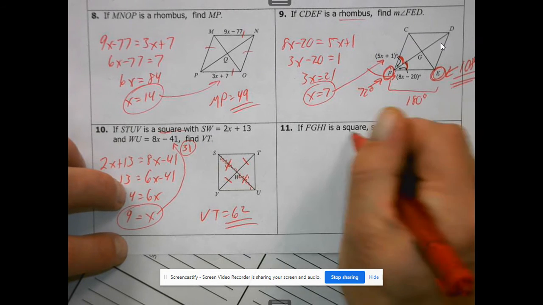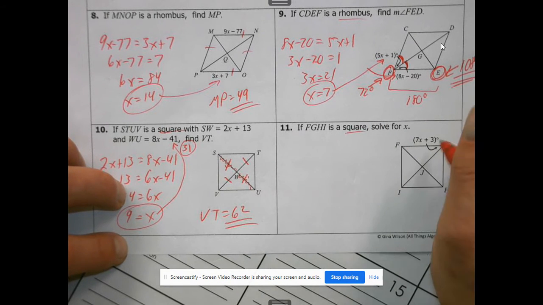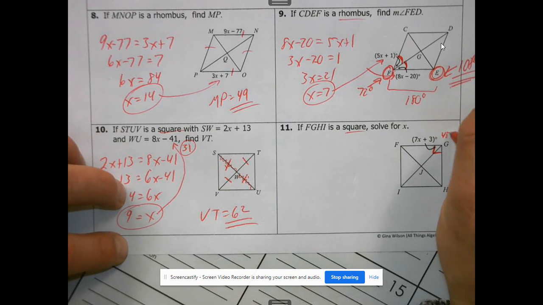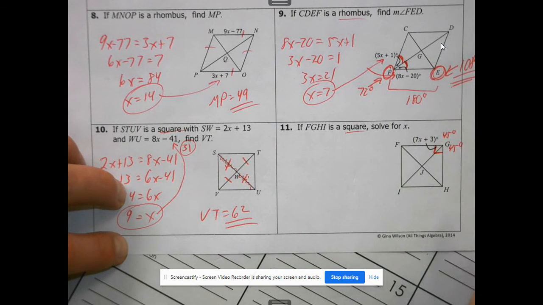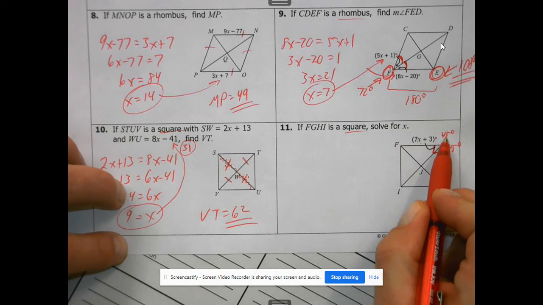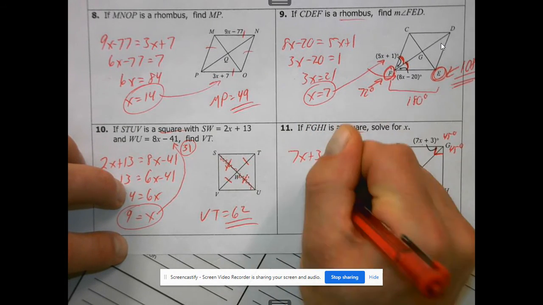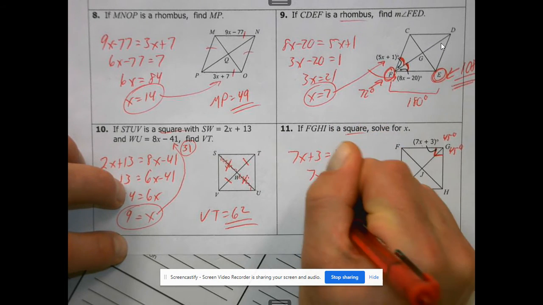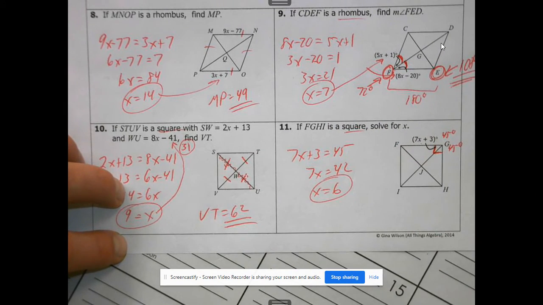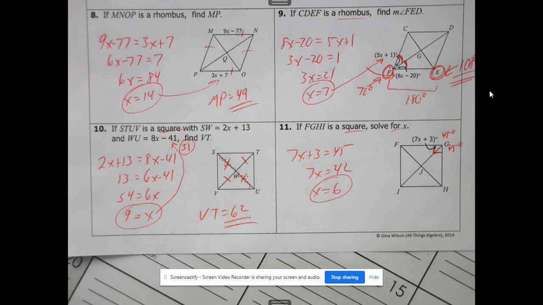Number 11 says we got a square, solve for x. Well, if this is a square, this corner is 90, right? So this 90, we have a 45 there and a 45 there. So that guy is equal to 45 degrees. 7x plus 3 is 45. Subtract 3. Divide by 7. X is 6. Found x. We are done. That's it for rhombi and squares.